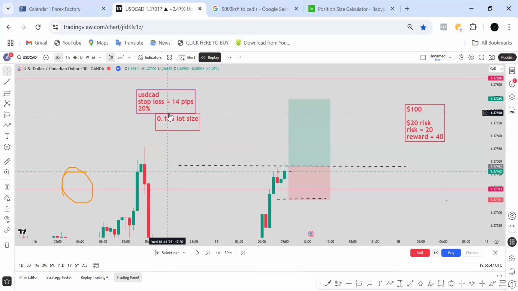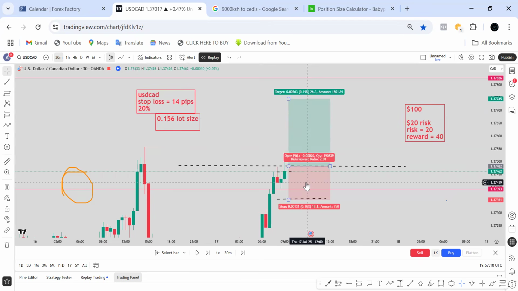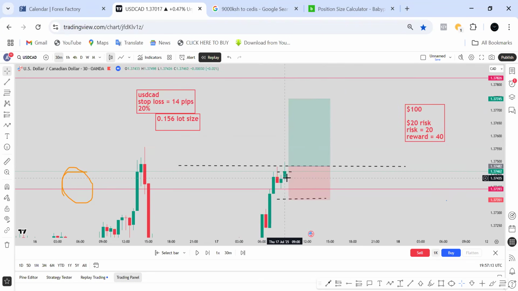Let's say maybe 0.156. If you divide it by 3, 0.156 divided by 3 is going to give you 0.052. So every position you open is 0.052, which will sum up to this one. So it should be within your risks. Are you okay with it?